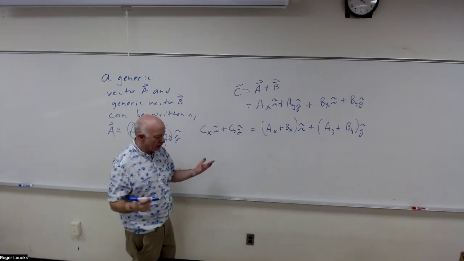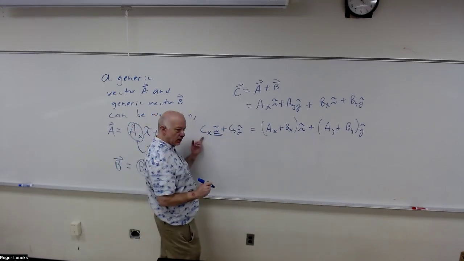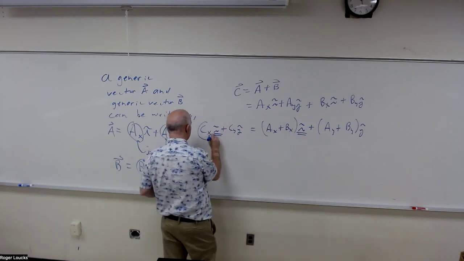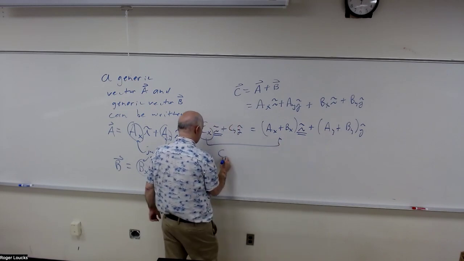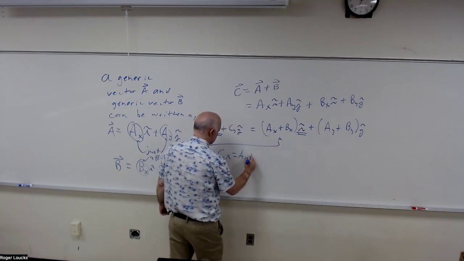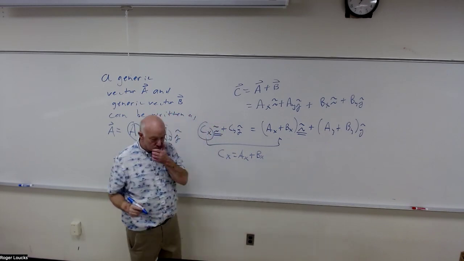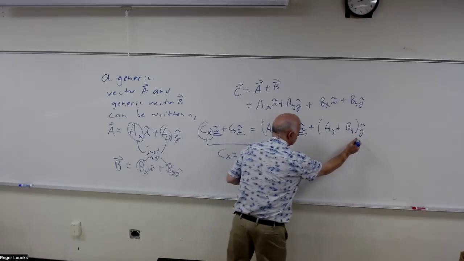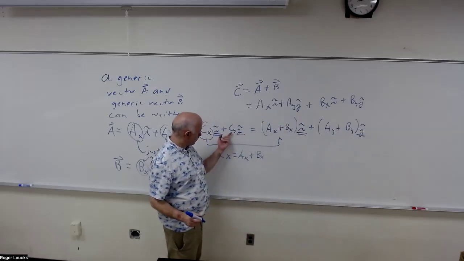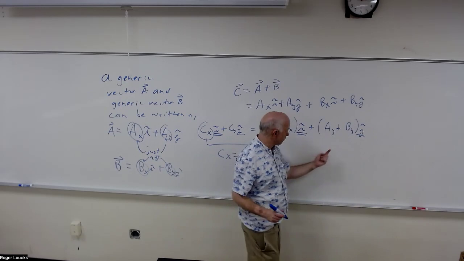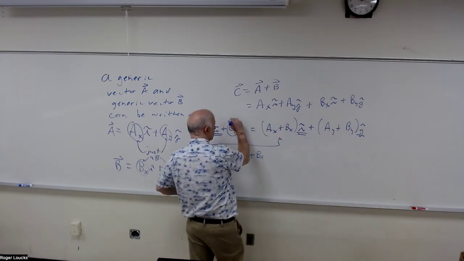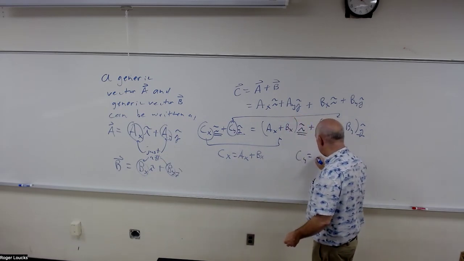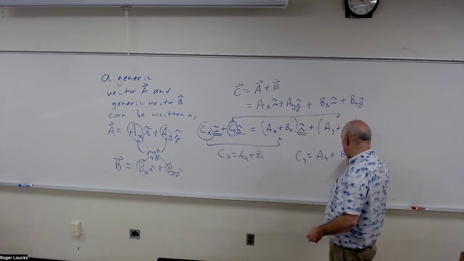Okay, let's compare the two sides. If this is I hat here with some number in front of it, and this is I hat here with some number in front of it, hey, these two numbers must be the same. So this tells me that CX equals AX plus BX. Okay, what else happens here? If here's J hat and here's J hat, this is the vector with the number in front of it, and this is the vector with the number in front of it, it must mean that this term is equal to this term. So this tells me that CY equals AY plus BY.